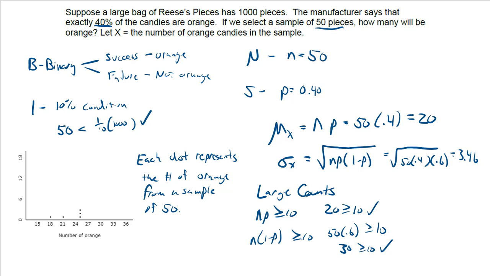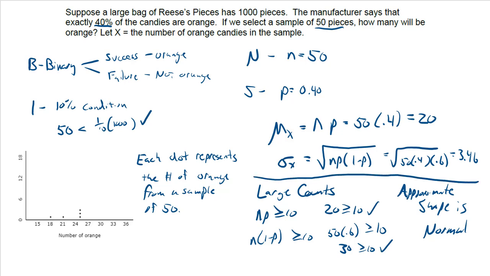Therefore, we know that our approximate shape is going to be normal. The shape is normal. And if you were asked that, again, you would say because large counts. You can list out the large counts just as I did here. If you put that it's approximately normal and large counts and show your little check marks that those checked off, you're all good. Now, hopefully you realize this is pretty much a review of chapter 6 that we talked about, right? So this is a complete review of chapter 6.